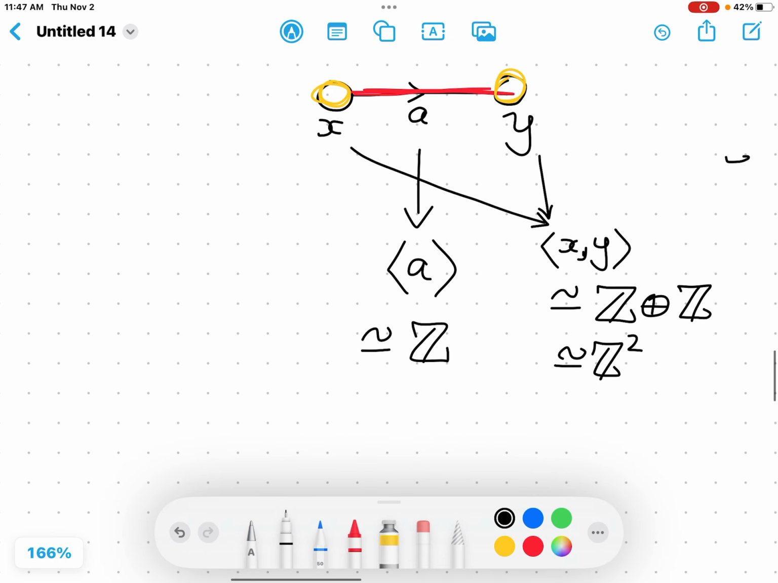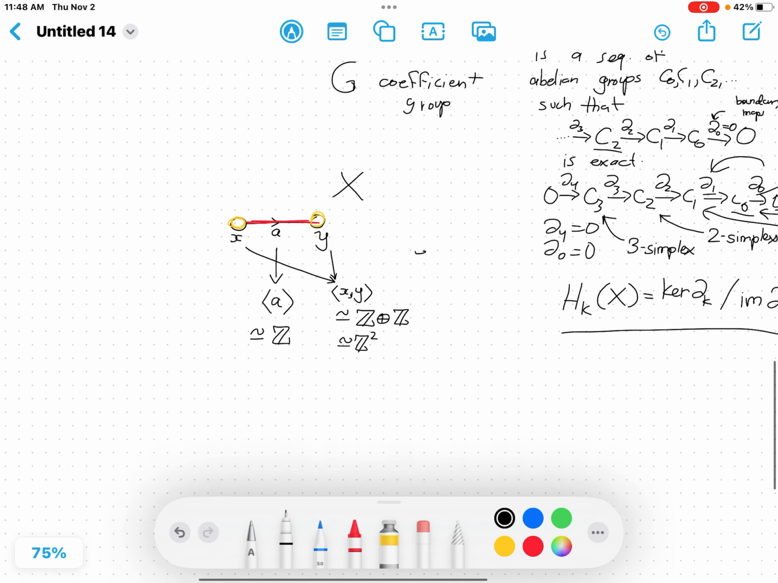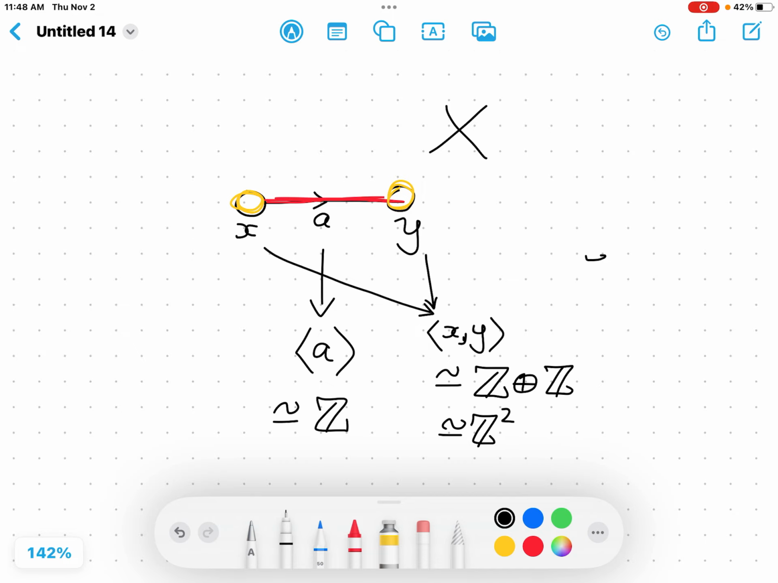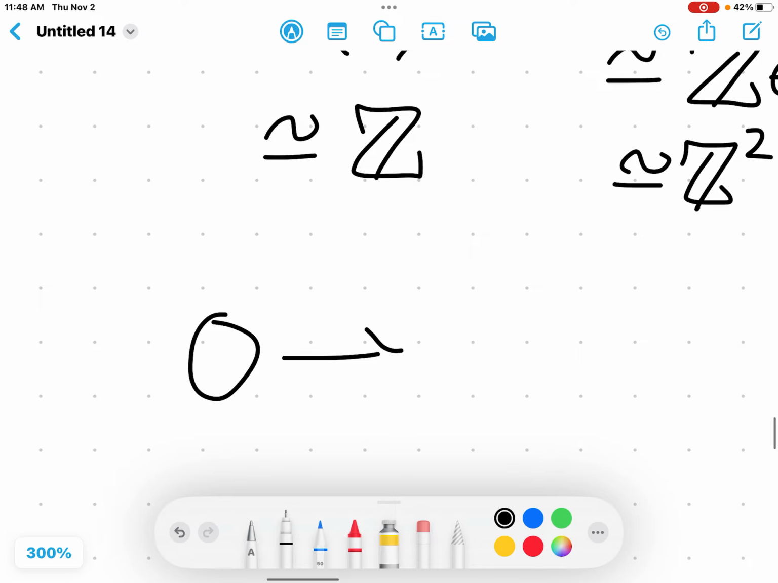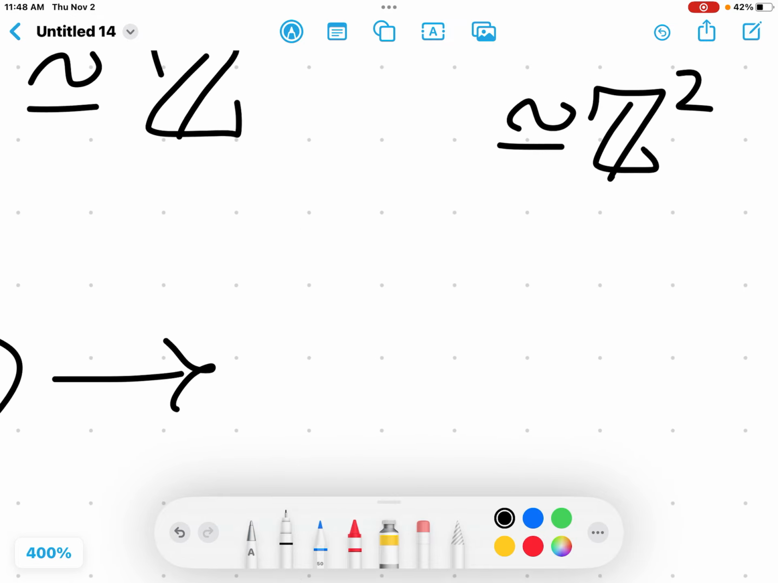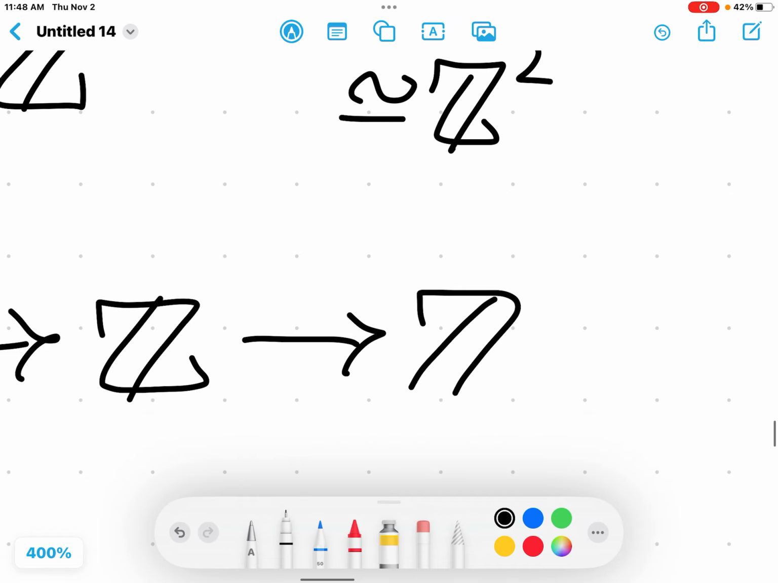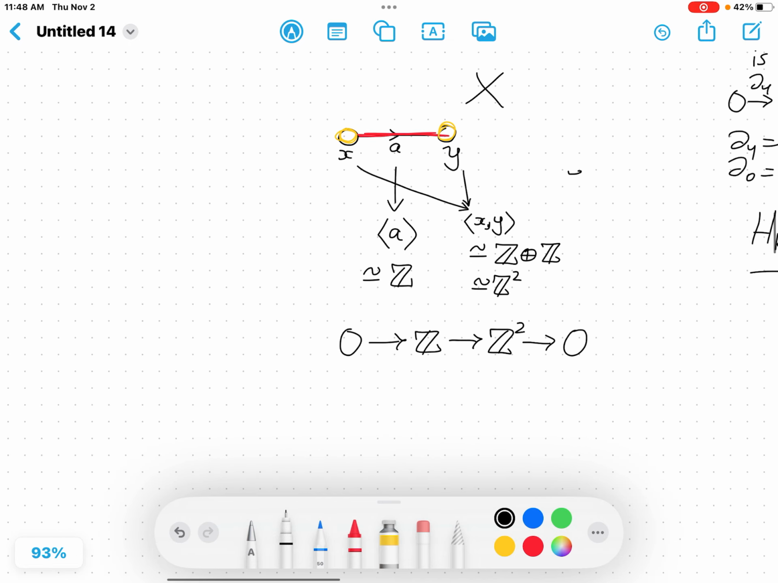Though I don't think it's abelian. We assume it's abelian at this point because I mentioned in the last video that the first homology group at least is the abelianization of the fundamental group, or the first homotopy group. All right, so now that we identified our Cn's, let's put them into our chain complex. So Z and then Z2 and then off to 0. So there's our chain complex.